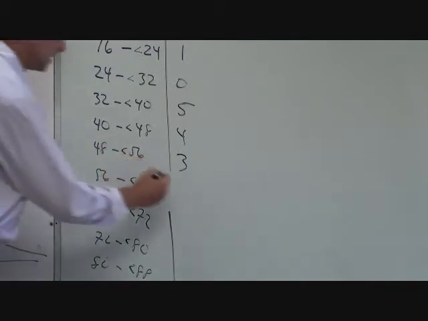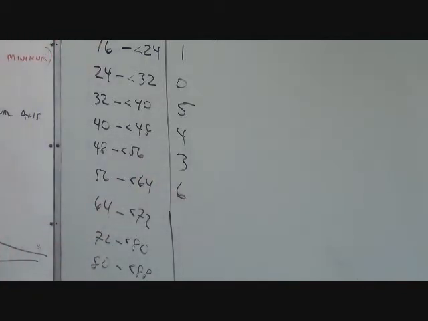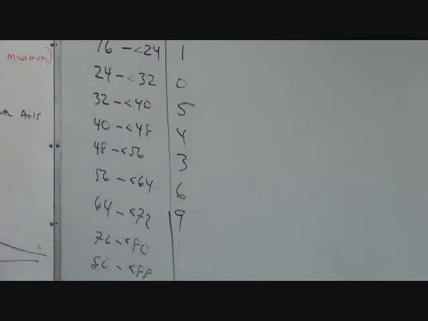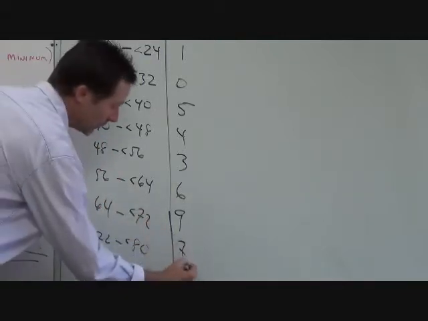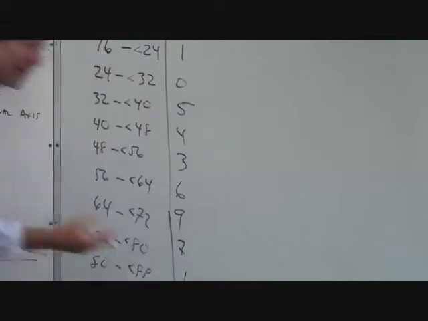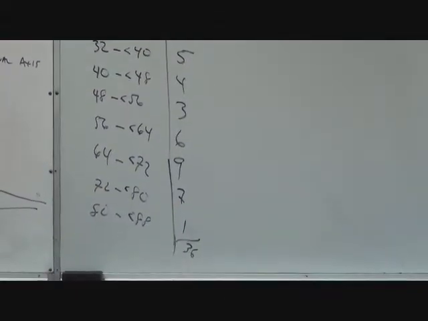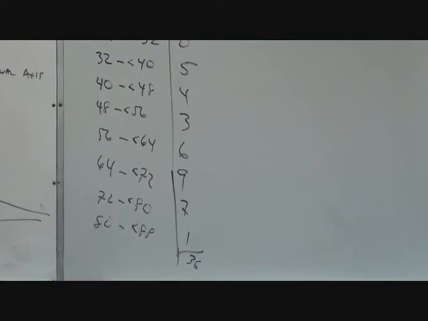6. All right, now we're up to the B range, 64 to 72. Don't include 72. 9. I heard a lot of 9s. We'll go with 9. 72 to 80, we're in the A range. 7. 7? We got a confirmation on 7? And then the last one is 1. We should add up to 36, right? That's a way to check ourselves if we need to. Okay, we'll just go with these.